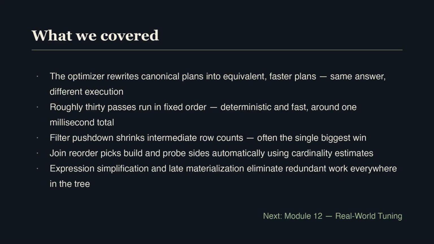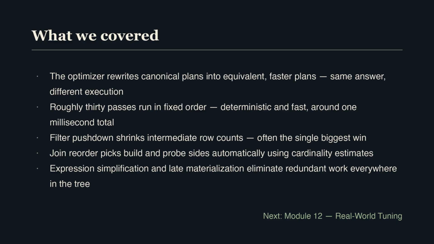Here is what we covered. The optimizer rewrites canonical plans into equivalent, faster plans. Same answer for every input, only the cost changes. Roughly 30 passes run in fixed order, deterministic, and fast, around 1 millisecond total for most queries. Filter pushdown is the workhorse. It moves where predicates down toward the table scan so fewer rows enter the rest of the plan.